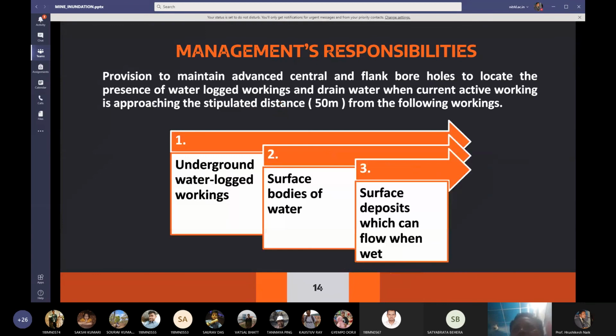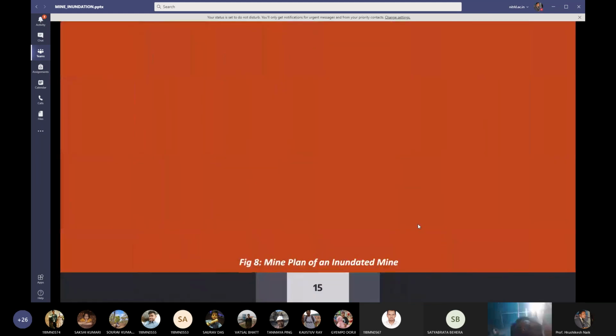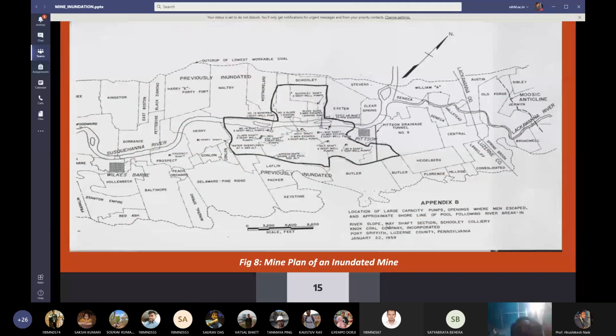Update the mine plans. Most countries control mine water near this. But these are accurate, with means of water and drain water, when current active working is approaching the stipulated distance of 50 meters from the underground water working, surface body, or liquid, with the mine inundated.